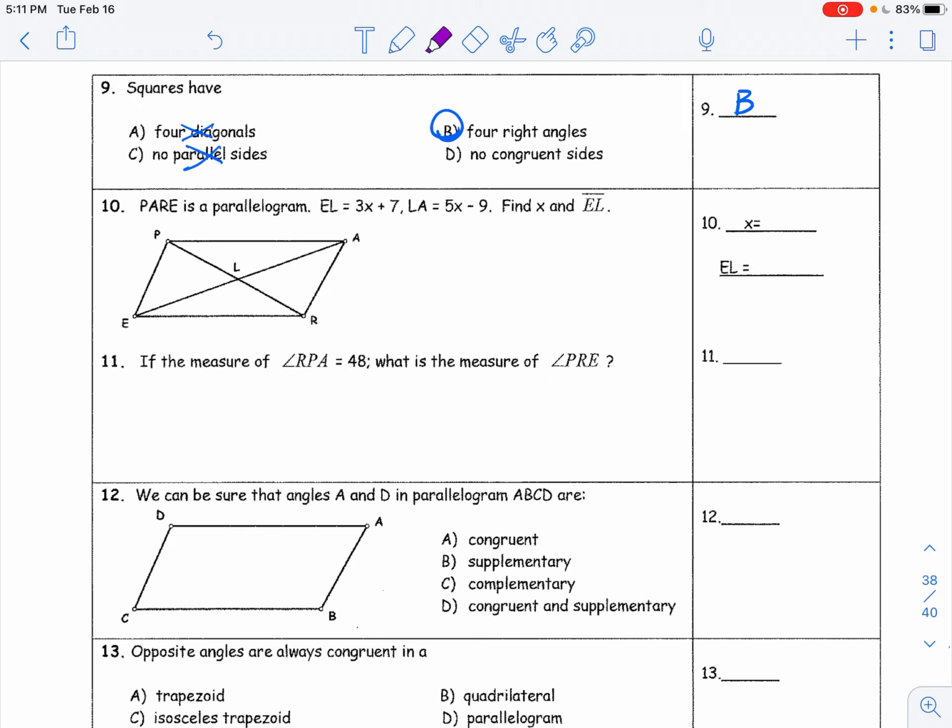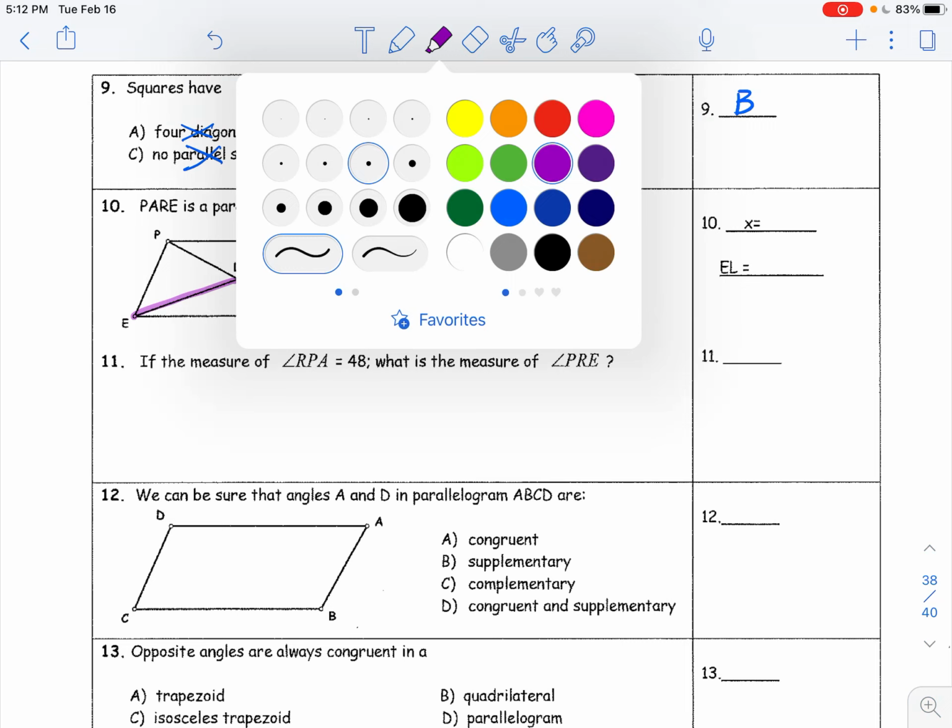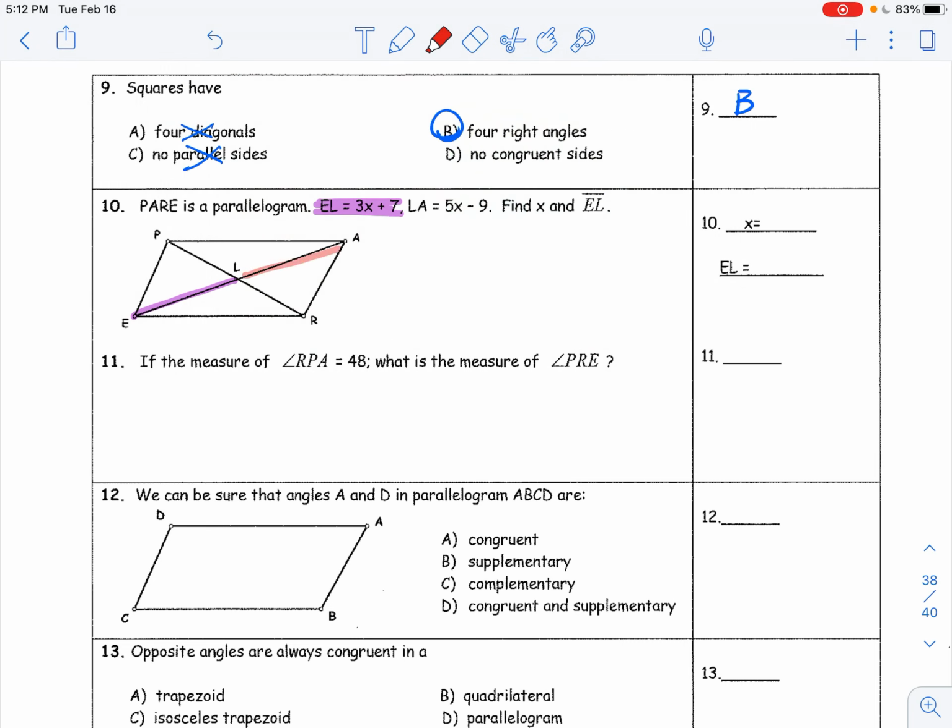Number 10, PARE is a parallelogram. So let's highlight. E to L is 3x plus 7. L to A is 5x minus 9. Find x and EL. Okay, so if I have a parallelogram, then I can set these segments equal to each other and solve for x.